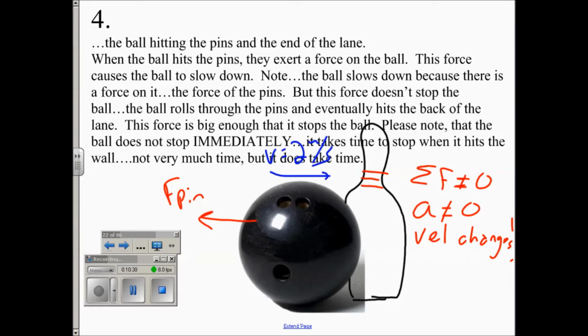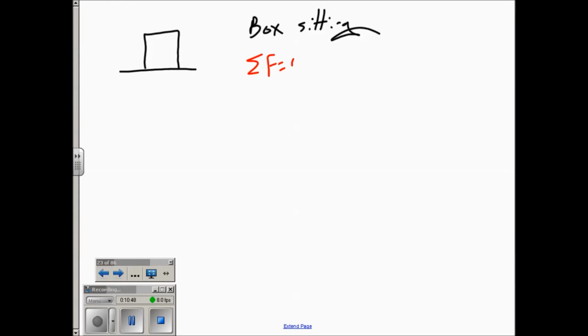So let's see if we can summarize all this. What I want you to do, I've got kind of a blank slate here, is imagine just a box sitting on a floor. All right? So if the box is just sitting on the floor, then since there's no forces on it, your net force is going to be 0, your acceleration is going to be 0, and your velocity is going to be constant at 0 meters per second, right? Okay, so that's not rocket science. It's a box sitting there. Object at rest stays at rest.